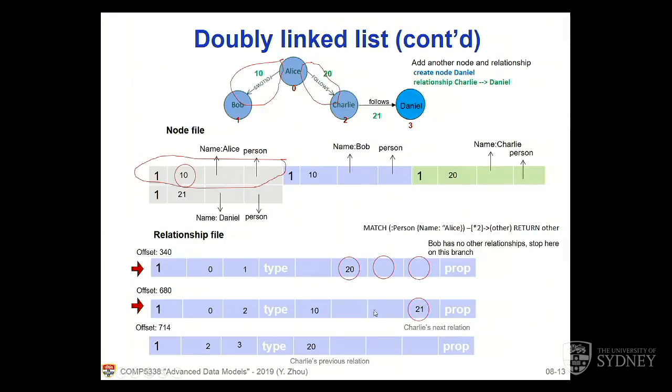And then there's nothing there, but we do find something here, which means, okay, Charlie does have a relationship. We don't need to go to the actual Charlie node because we're not interested in the node. We're only interested in whether it has a relationship. So we go here and find, okay, it's 21. So we go here and we find 21. So that's another relationship.